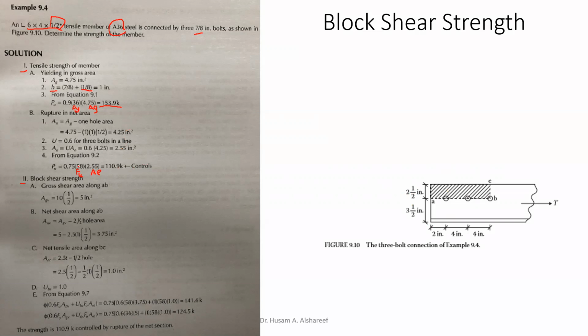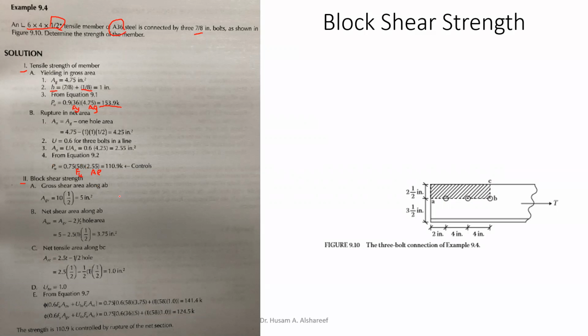So now we identify the scenario that is going to fail by rupture. Now we want to know how the block shear is going to work out in this scenario. Since this is the tension and this is the shear, we want to know how this is going to turn out to be.